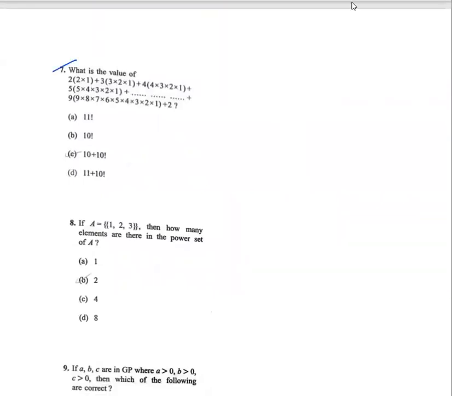It says, what is the value of 2 into 1? Students, we know that 2 into 1 is nothing but 2 factorial. Similarly, 3 into 2 into 1 is 3 factorial. So basically we have the first term as 2 into 2 factorial, the second term as 3 into 3 factorial, and the third term as 4 into 4 factorial. Let's see a pattern over here.